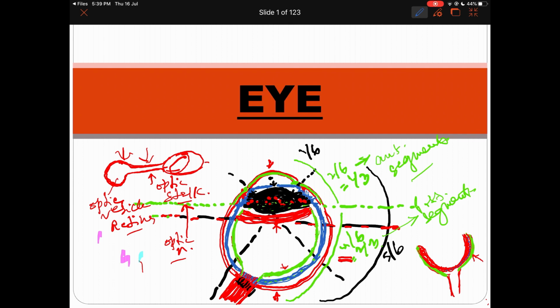is comprised of rods and cones. These are the photoreceptors. Photoreceptors themselves have gone and invaginated into the retinal pigmented epithelium, and the space which is present here, coming to this diagram, will get narrowed down and become like a slit. This is called the intraretinal space.